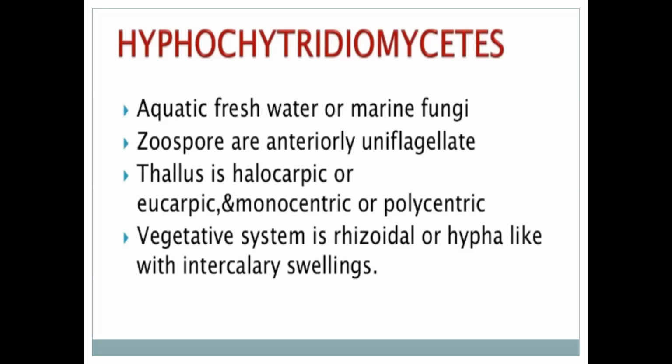The vegetative system is rhizoidal or hyphae-like. If it is a hyphae-like structure, it consists of intercalary swellings. In between, you will find some swellings in the hypha. That kind of hyphae-like structure you will find in the vegetative plant body, or the vegetative plant body may be in the form of rhizoidal structures.